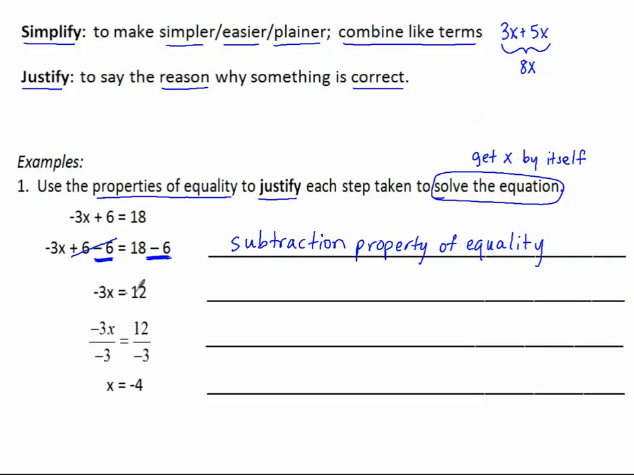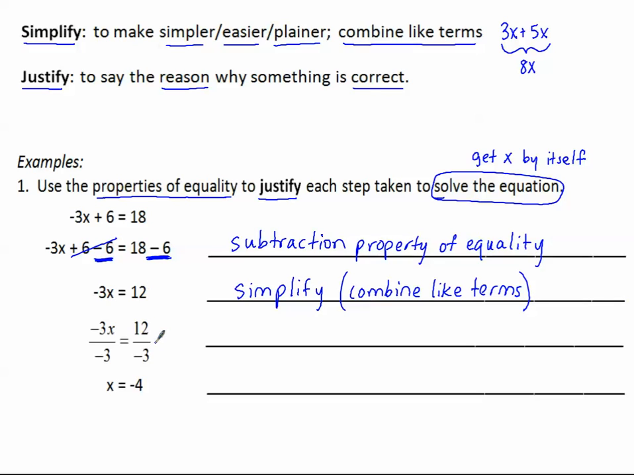Then I get down to this step by combining these like terms, positive 6 and negative 6. 18 minus 6 makes 12. What did I do from this step to here? I simplified. So we're going to say simplify or combine like terms.